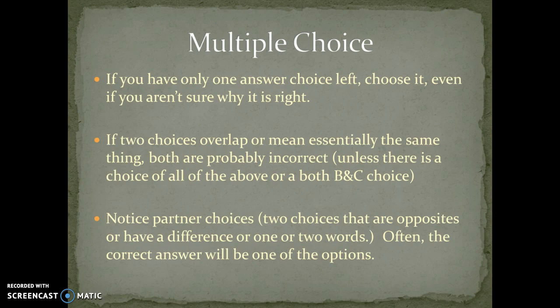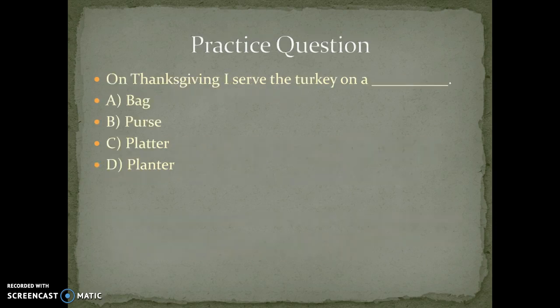Now, worry about why it was right later. If two choices overlap or mean essentially the same thing, both are probably incorrect unless there is a both of these options, and we'll probably look at one of those. Notice partner choices. In other words, here it shows you opposites. So if you have a right and wrong or a night and day, usually the answer choice is one of the opposites. Let's look at some practice.